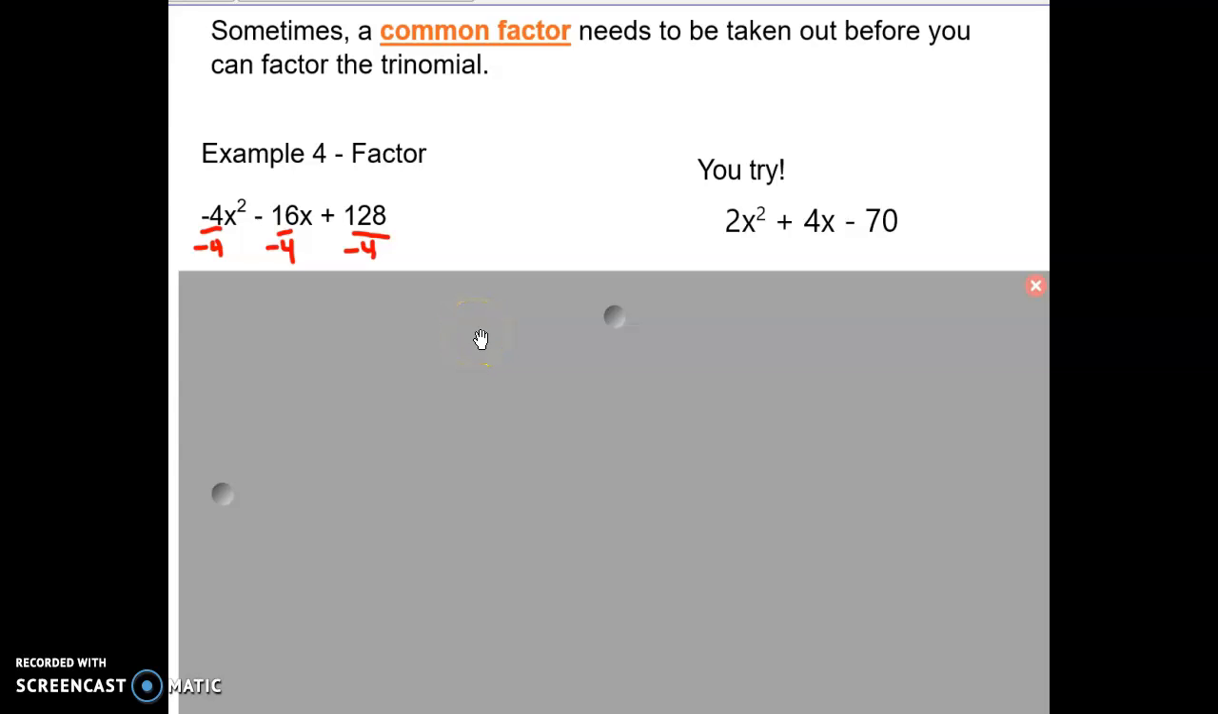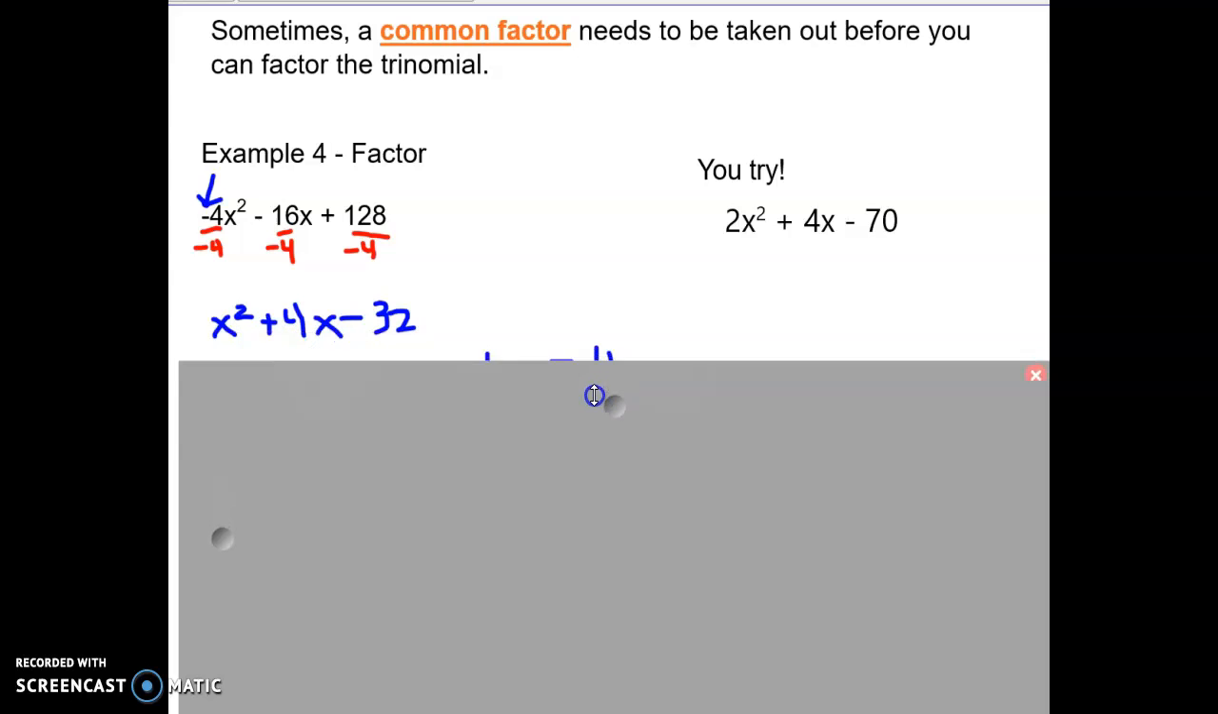Hello grade 10s. We're going to take a look here at some factoring examples where there is a GCF that needs to be taken out before we continue on factoring the trinomial. So if you look at the first example here, I see that -4 could actually be divided into each of these pieces. The 4, because 4 goes into 4, 16, and 128. But I'm also going to remove the negative just because we never like having a negative in front of the x squared. So when I divide everything out by -4, we end up with x squared plus 4x minus 32.